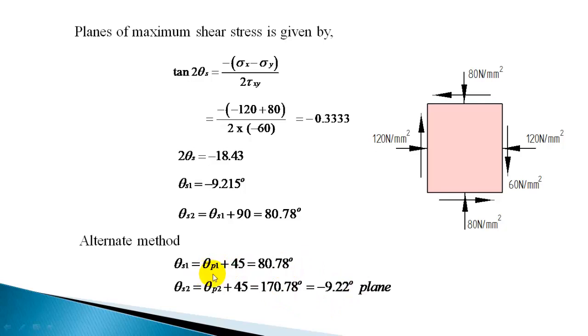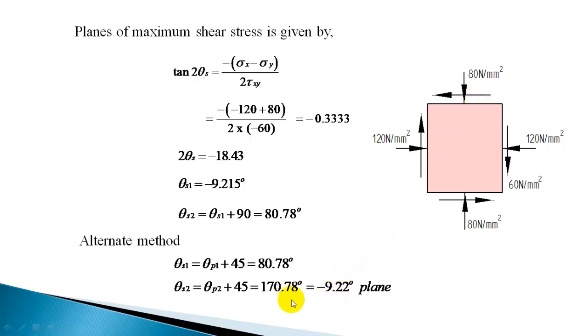We already know that principal plane theta p1 plus 45 degree will give theta s1. So you can get one of the planes of maximum shear stress as 80.78. Another value, theta s2, you get by adding 45 degree to theta p2, which will give 170.78, which is equivalent to minus 9.2. 170.78 from the vertical in the anti-clockwise direction is equivalent to minus 9.22.